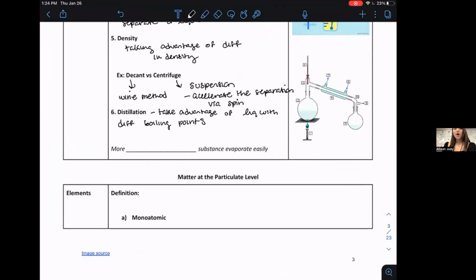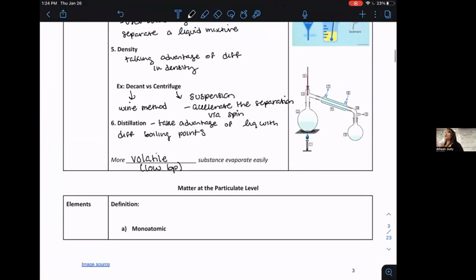Excellent. So the more volatile, by volatile, that means easily boiled, the more volatile substances, the more readily it evaporates, i.e. the lower boiling point substance will go first, and it will be the one that you find in the new flask. Okay. So that's kind of your little overview of separation methods via physical characteristics.